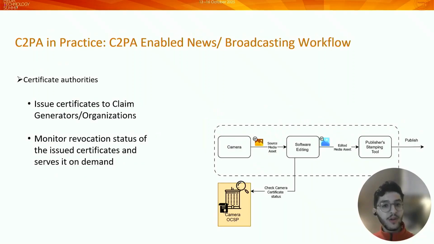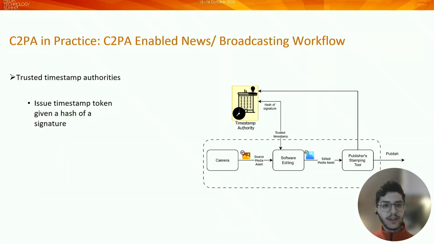Next, certificate authorities play an important role in the C2PA ecosystem. They issue and manage certificates for claim generators and organizations, publish revocation data, and answer status checks via well-established PKI protocols, so verifiers know whether a certificate is still valid or not. Next, we have trusted timestamp authorities that issue cryptographically signed timestamp tokens for manifest signatures.